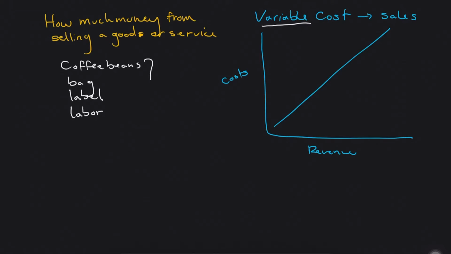All of these things would be considered our variable cost because I cannot get around incurring these expenses if I ultimately want to sell a bag of coffee. And that's where this line here comes into play, because the costs are going to go up as my revenue increases as well.